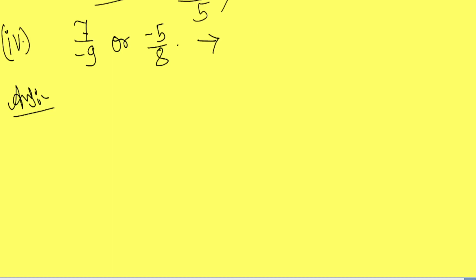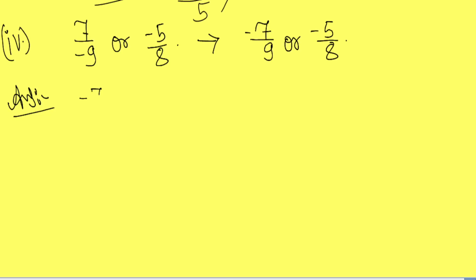See, in the fourth question, 7/-9 or -5/8, these two rational numbers are given. So let's compare these two rational numbers. See here, if you look, the first rational number has its denominator negative, which we cannot tolerate. So first we have to change this. So we can write it as -7/9 or -5/8. It is clear, beta.